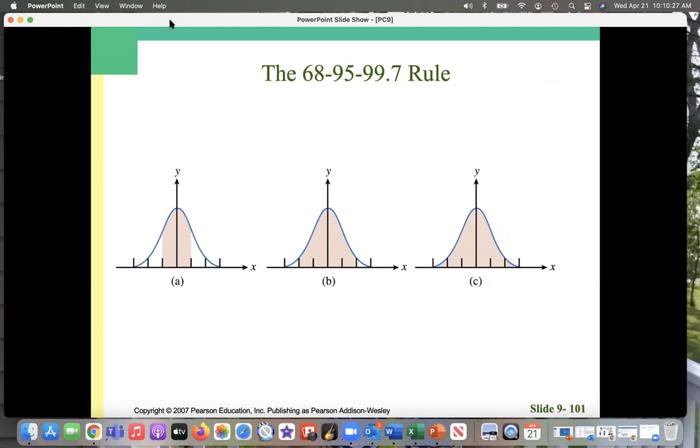This is that 68, 95, 99.7. So this would be a graphic of mu plus or minus 1 standard deviation. This would be a graphic for mu plus or minus 2 standard deviations. This would be mu plus or minus 3 standard deviations. Like I said, sometimes that's referred to as the empirical rule. Questions on that so far?